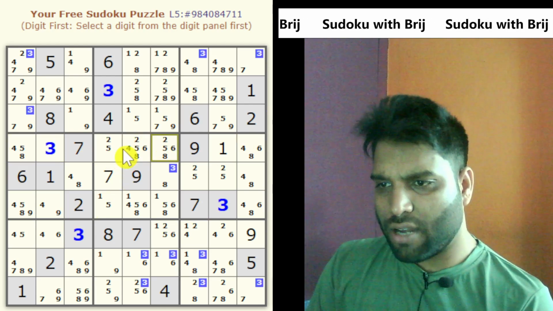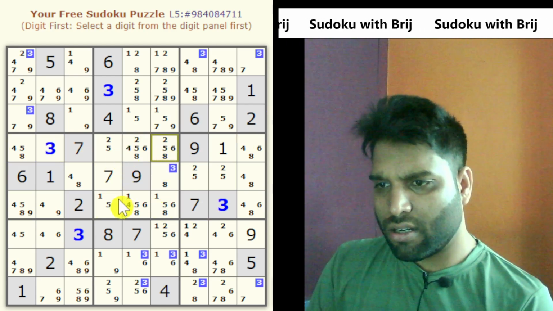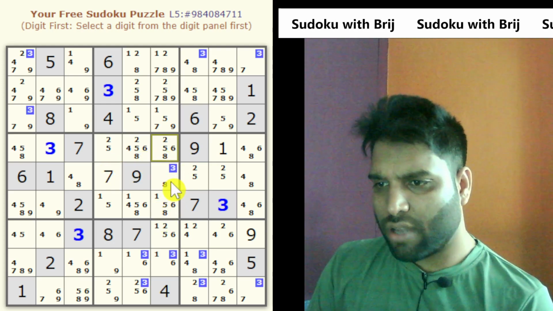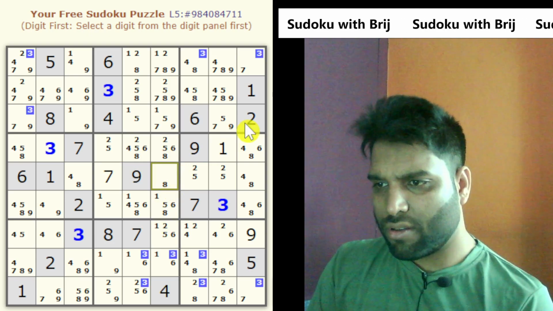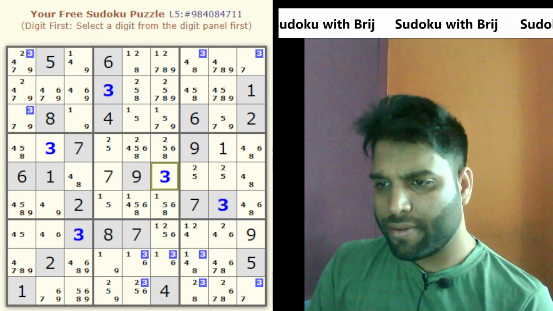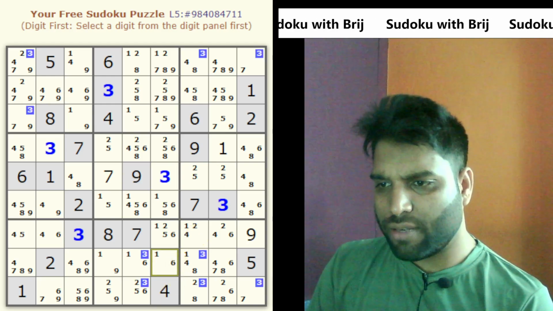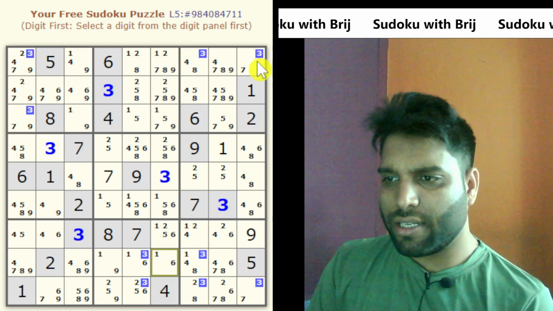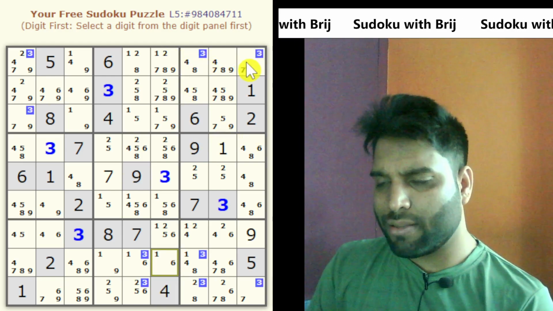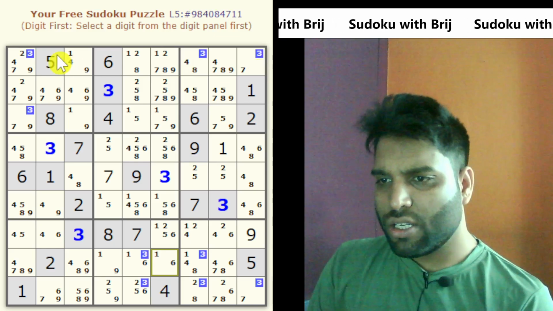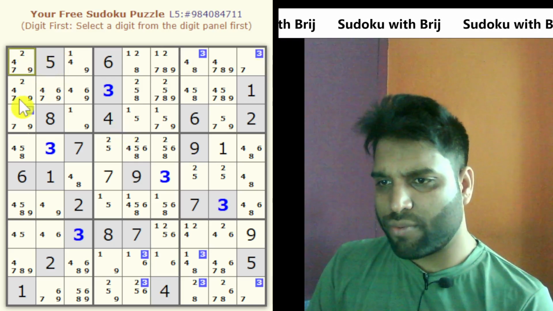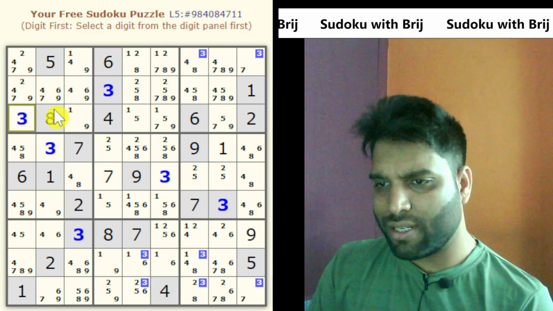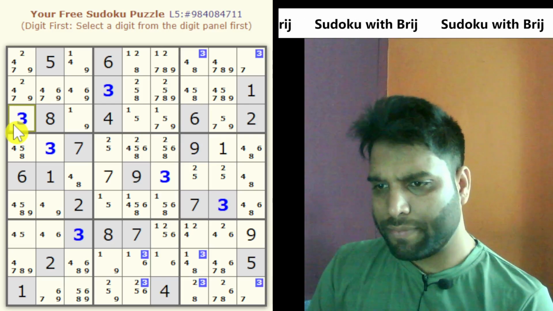So now there is only one possibility of 3 in this box 5. I can put 3 over here. So now I can remove 3 from here. Also, in box 3, the possibility of 3 is only in between these two cells. So 3 can be removed from here. So in box 1, the possibility of 3 is only in this cell.